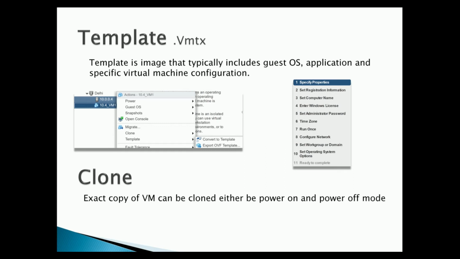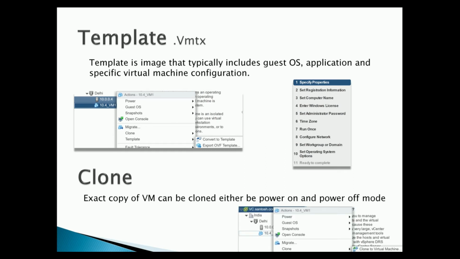A template is just like an ISO image you have with you, so you can deploy virtual machines with the help of a template. And a clone is not an ISO image, it itself is a VM. So when you go with the clone option, your VM will be cloned and another VM will be created, exactly like the original, with the same IP address and the same system ID. When you go with the cloning options, you will have the following options: clone to a virtual machine, clone to a template.